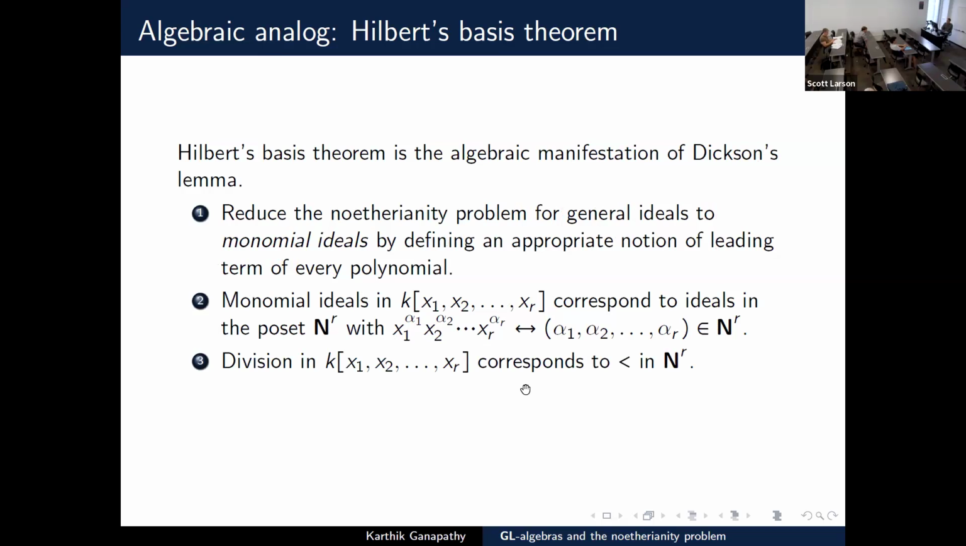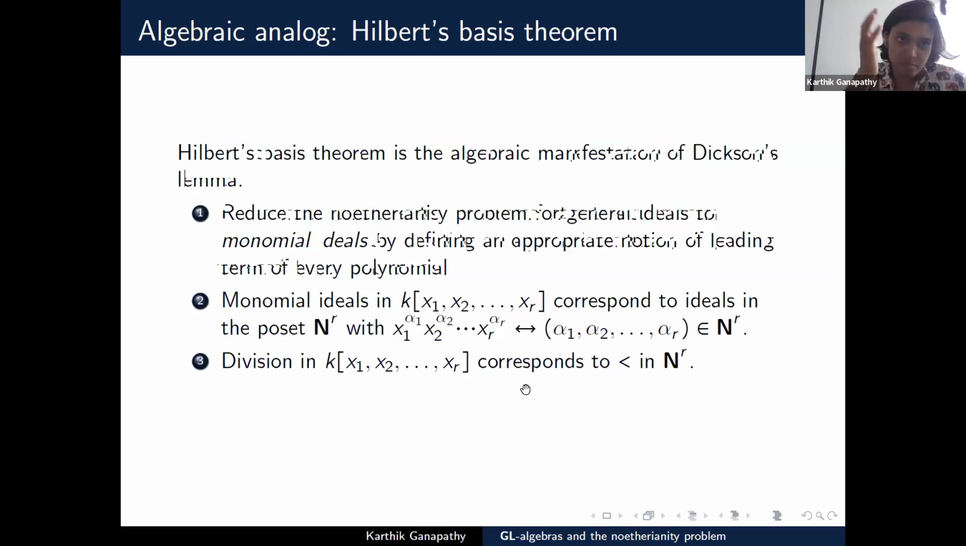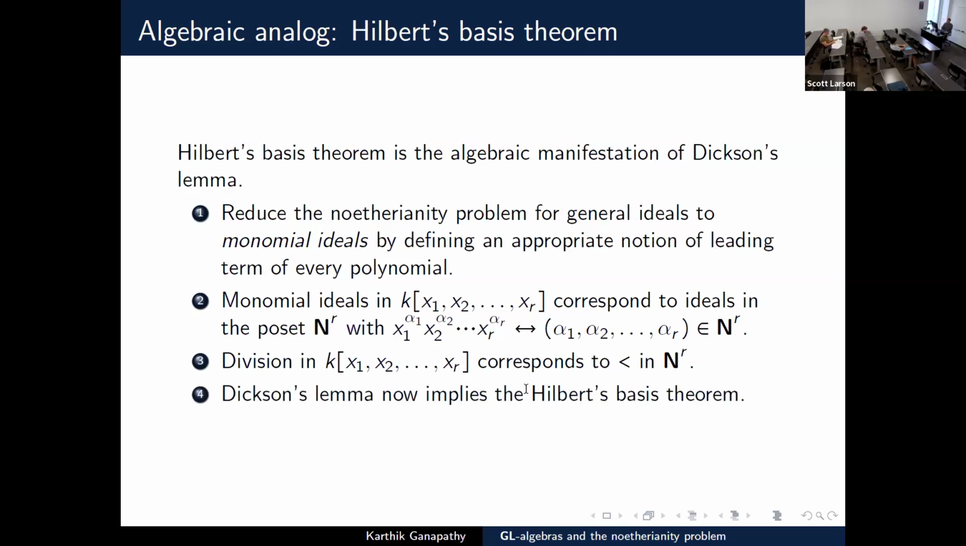So if you have two exponent vectors alpha and beta, then each of the beta i's has to be bigger than or equal to alpha i for the corresponding monomials in the polynomial ring for the first one to divide the second one. And now Dickson's lemma implies the Hilbert basis theorem, because now I have a poset that it defines. If you give me a monomial ideal, I look at the corresponding poset, and it will be finitely generated. So there will be finitely many points in the lattice which generate it, and the corresponding monomials in the r-variable polynomial ring will generate the ideal that I studied. That's in broad strokes how Dickson's lemma is the combinatorial manifestation of the Hilbert basis theorem.